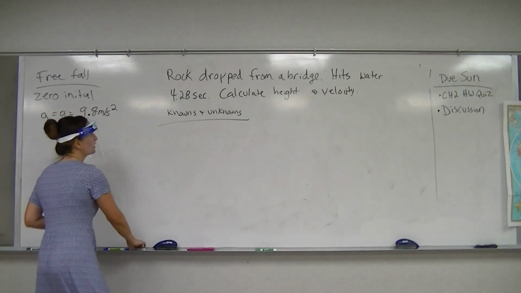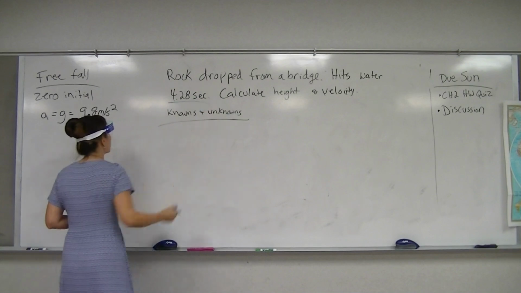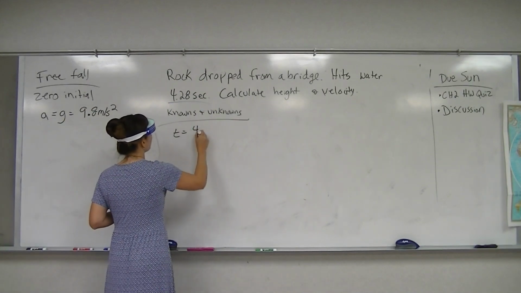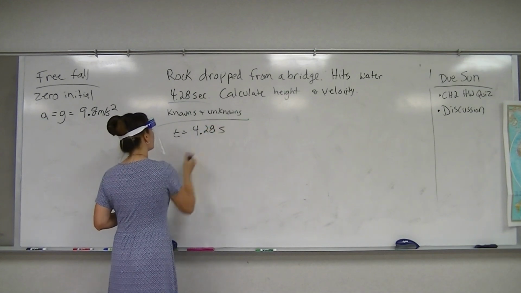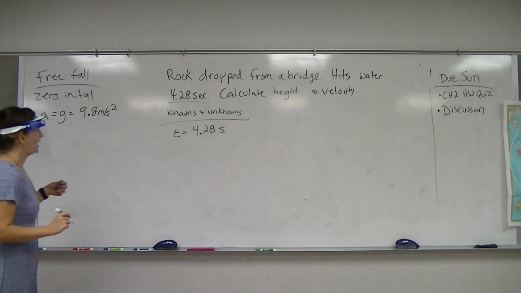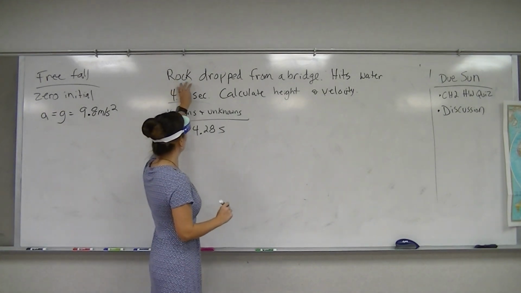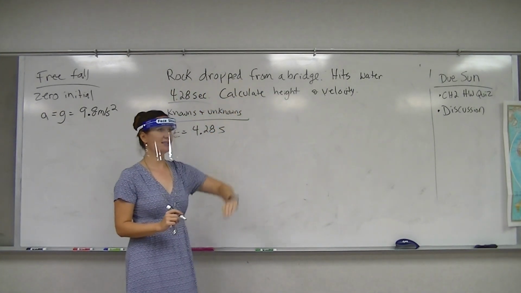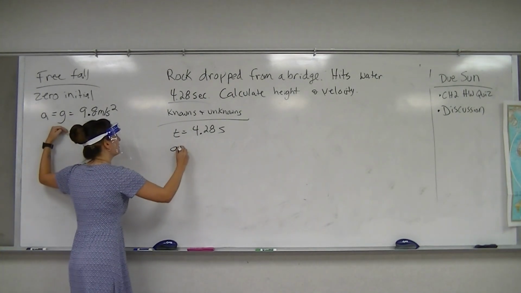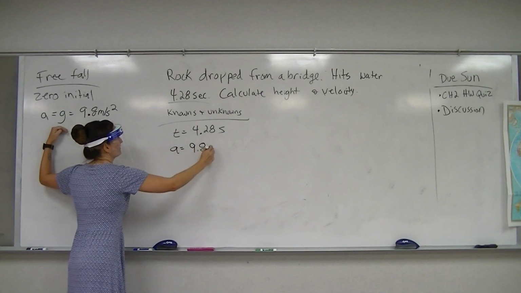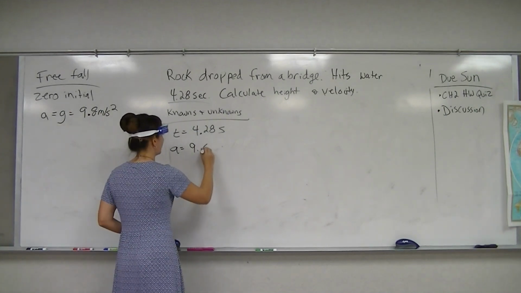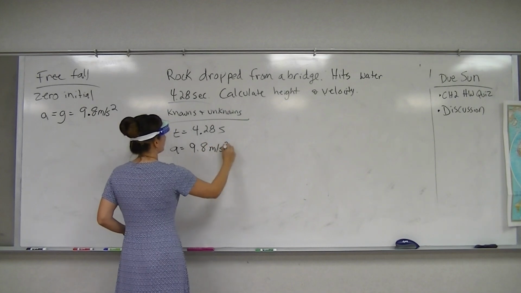Well, I only see one piece of information in the question itself. That's seconds. That's going to be my time. But I have another piece of information, and that is because I can recognize something was dropped from a high distance. So it's a free fall problem. So I also have my a, gravity, 9.8. Not gravity, I swear. There.